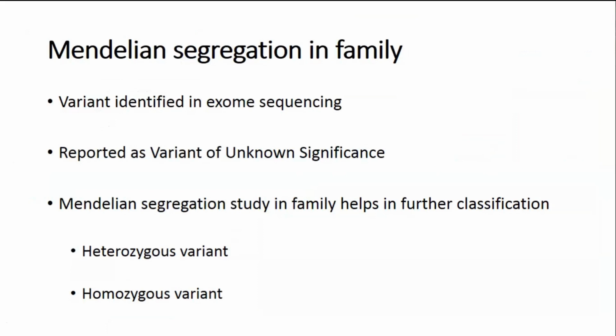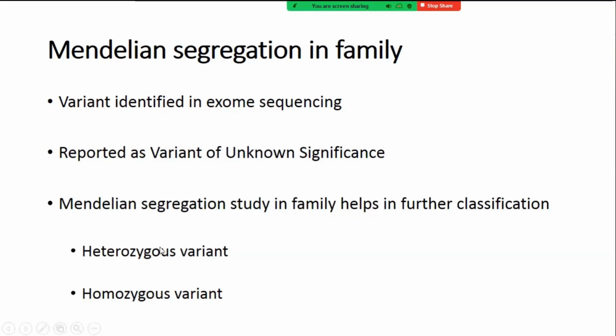Ideally, Mendelian segregation should be a part of the report, which all labs do not do. But without Mendelian segregation, it is difficult to interpret a variant. And with Mendelian segregation, many times we are able to change the classification of the variant. So Mendelian segregation is looking at the variant in other family members, because single gene disorders follow Mendelian inheritance pattern.